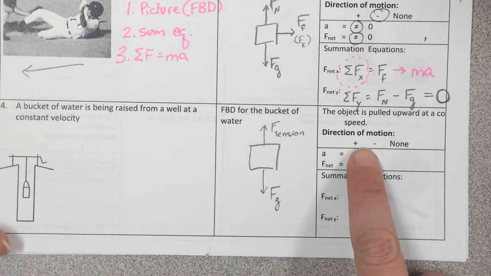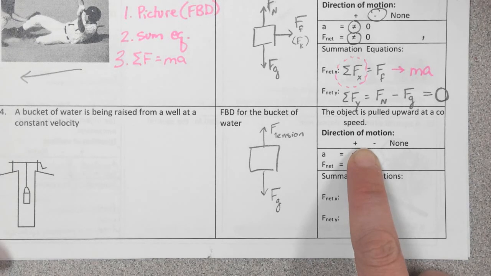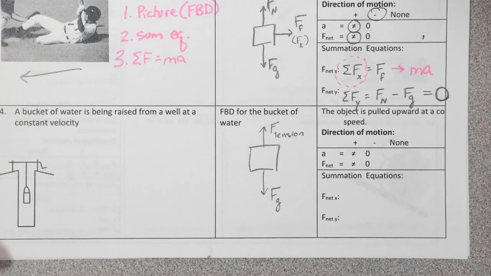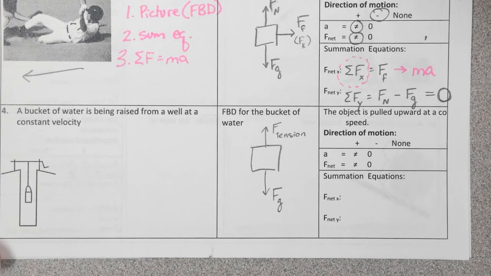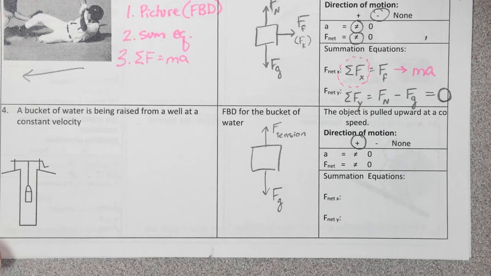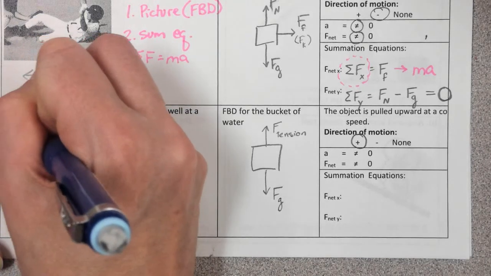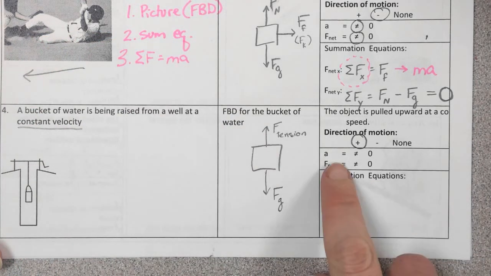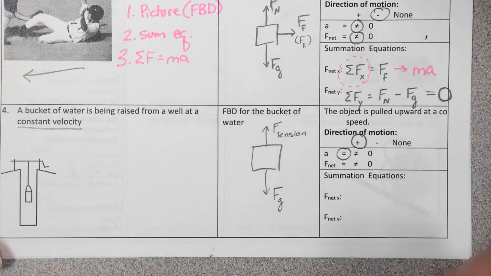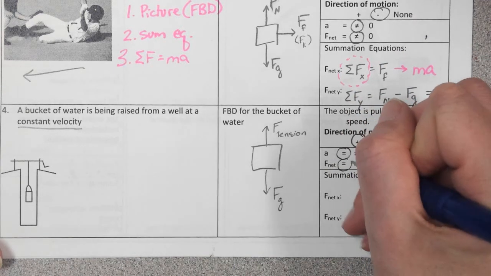Which way is the bucket moving? Read some words. Is it moving up or moving down or just staying still? It's moving up. Is it accelerating? How do we know it's not accelerating? Constant velocity tells us in the problem itself. So that means the acceleration is 0, which also means the net force is 0.